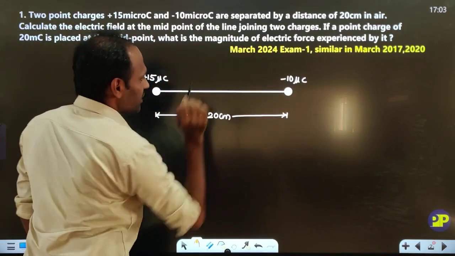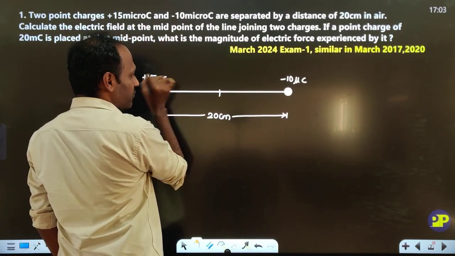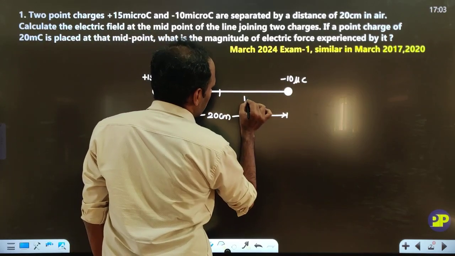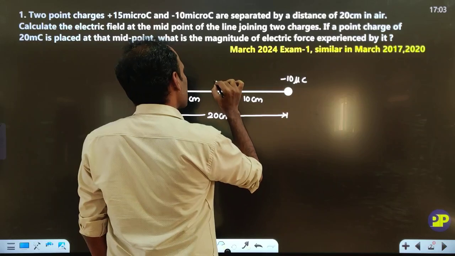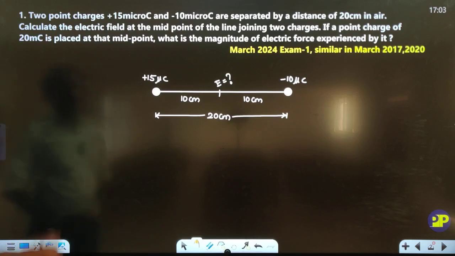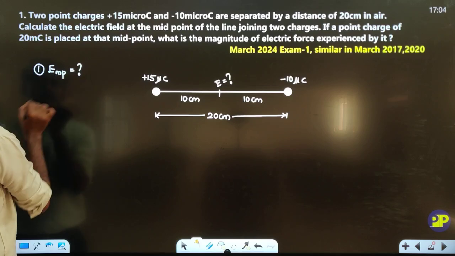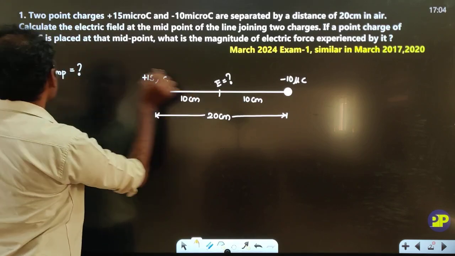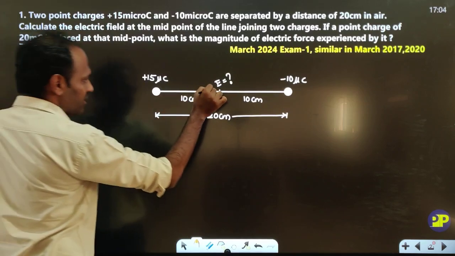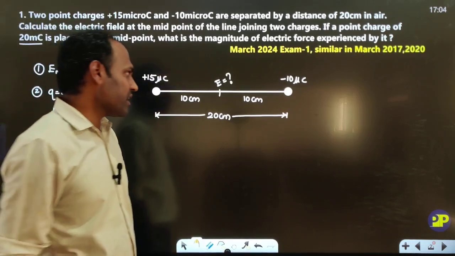And what they are asking, calculate the electric field at the midpoint of the line joining the two charges. Let me say this is the midpoint. If this is midpoint, distance of plus 15 microcoulomb from the midpoint is 10 centimeter and distance of minus 10 microcoulomb is also 10 centimeter, right? We have to calculate how much is the electric field at this midpoint. That is the first thing. Second thing, if at this midpoint we place a charge of 20 millicoulomb, how much force will it experience? We have to calculate this. So these are the two things we have to calculate in this numerical.